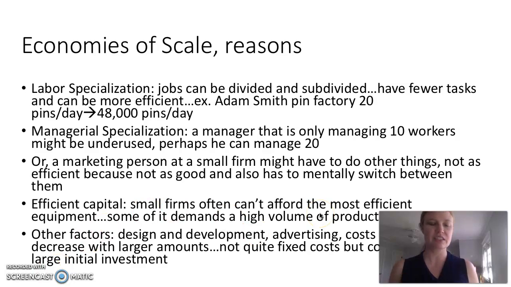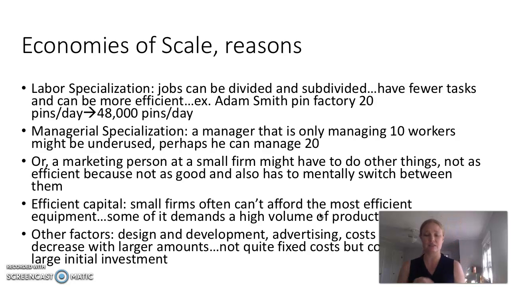All right, so this looks pretty tedious, but I actually really like going through this. This is beyond what your book talks about. So if you think about why would there be economies of scale? Why would having a bigger factory with more workers be better? Number one, labor specialization. So jobs can be divided and subdivided. Oftentimes we talk about Adam Smith in The Wealth of Nations. He talks about a pin factory.